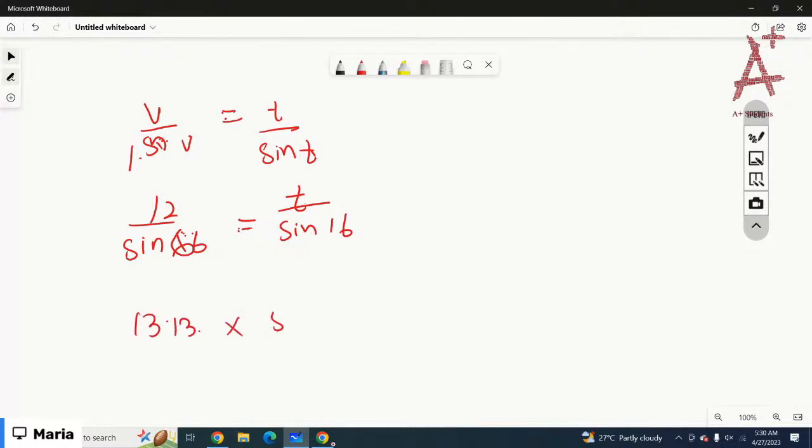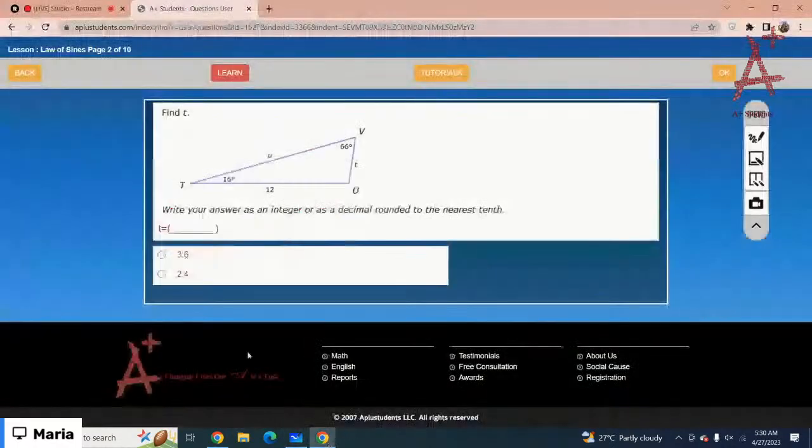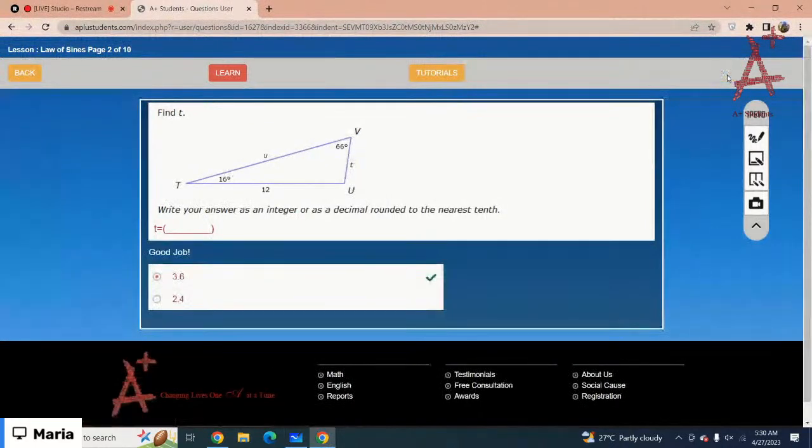And let's just multiply it with sine 16. So 13.13 times sine 16, which is 0.2756. 0.2756 times 13.13 would be 3.6. So T equals 3.6. Let's just see which is the correct option. Yes, here we have T equals 3.6. Got it?